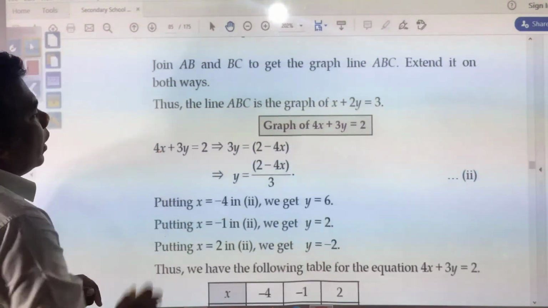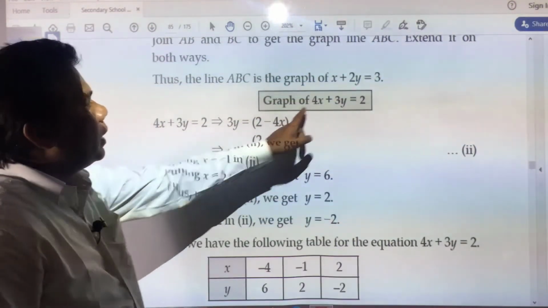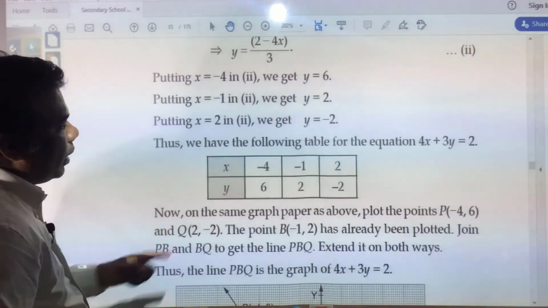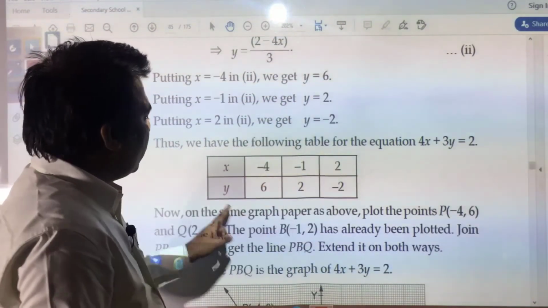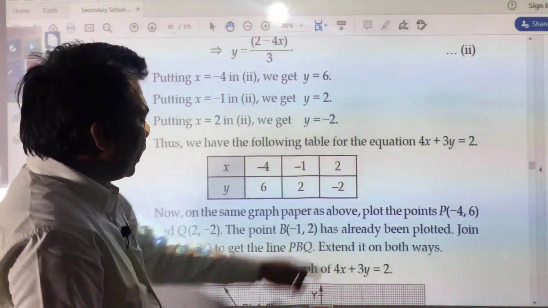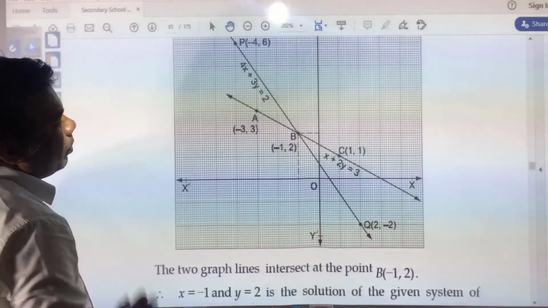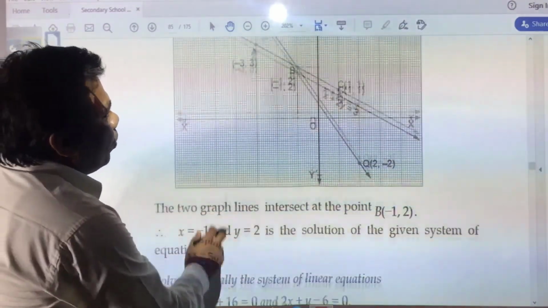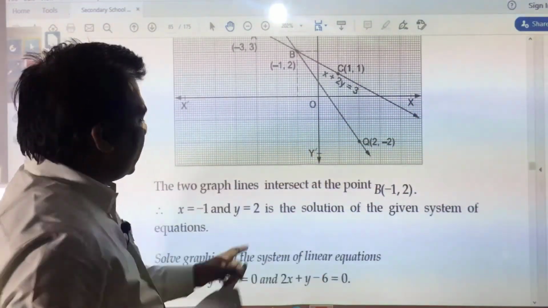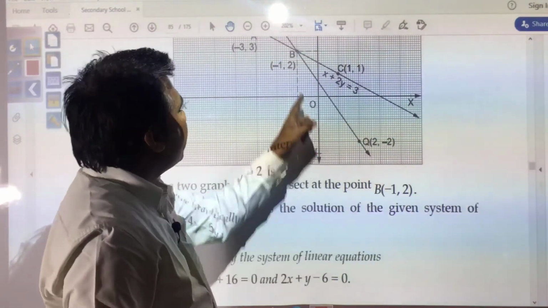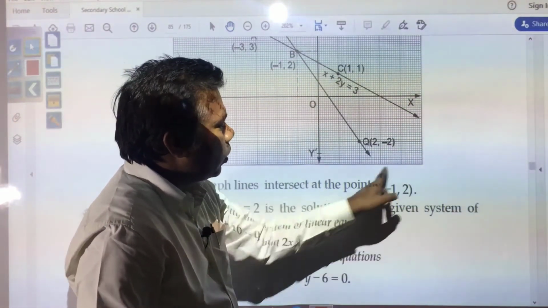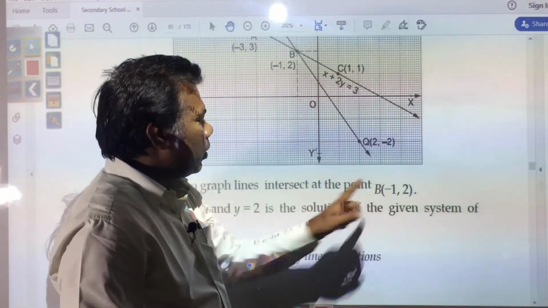In the second equation you had 4x + 3y = 2, and then you have got the values x = -4, -1 and 2, and y = 6, 2 and -2, and the graph has been plotted like this. If you plot this graph, both the lines intersect at point B, here you see, and the coordinates are (-1, 2). This is your unique solution, and this will be your answer.